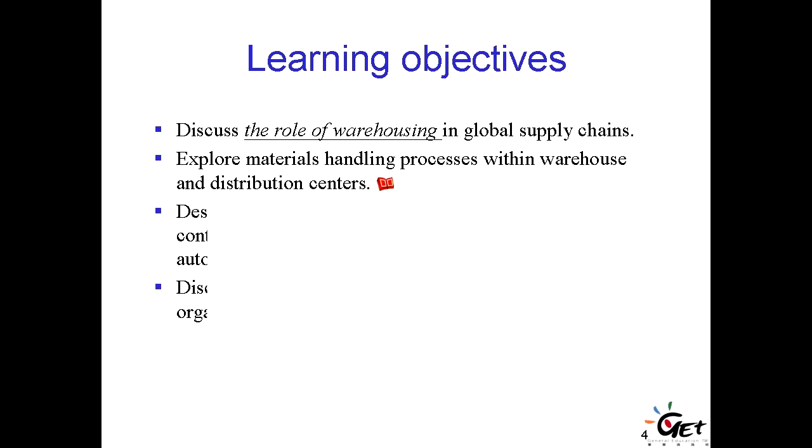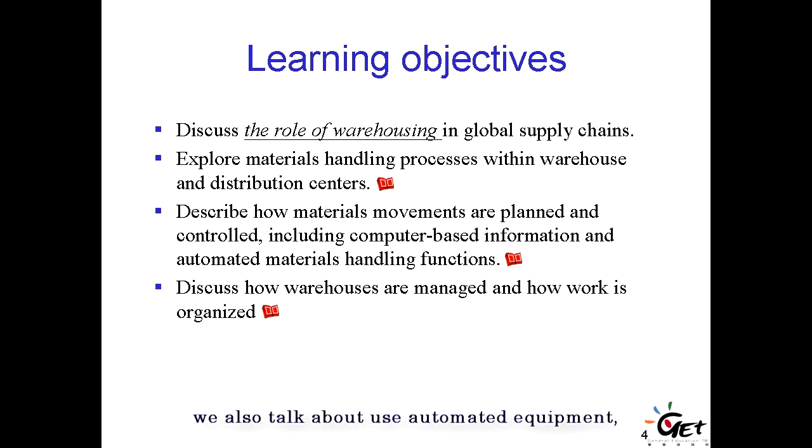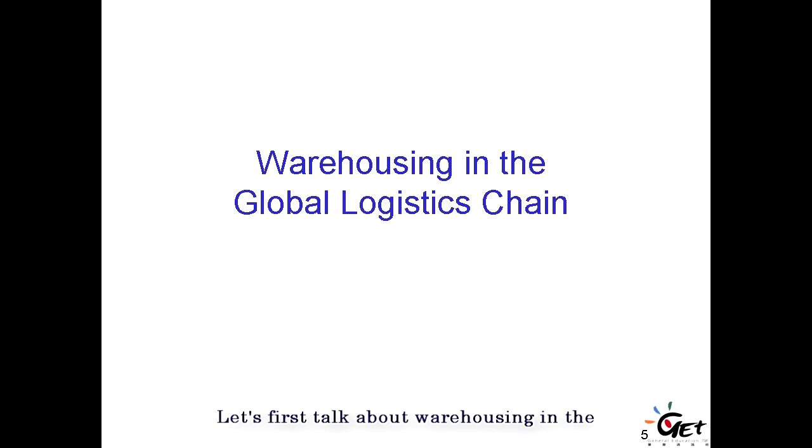And in this unit we also talk about using automated equipment, automated systems in a warehouse or in a distribution center. This is especially important for modern warehouses or modern distribution centers. Let's first talk about the warehousing in the global logistics chain.